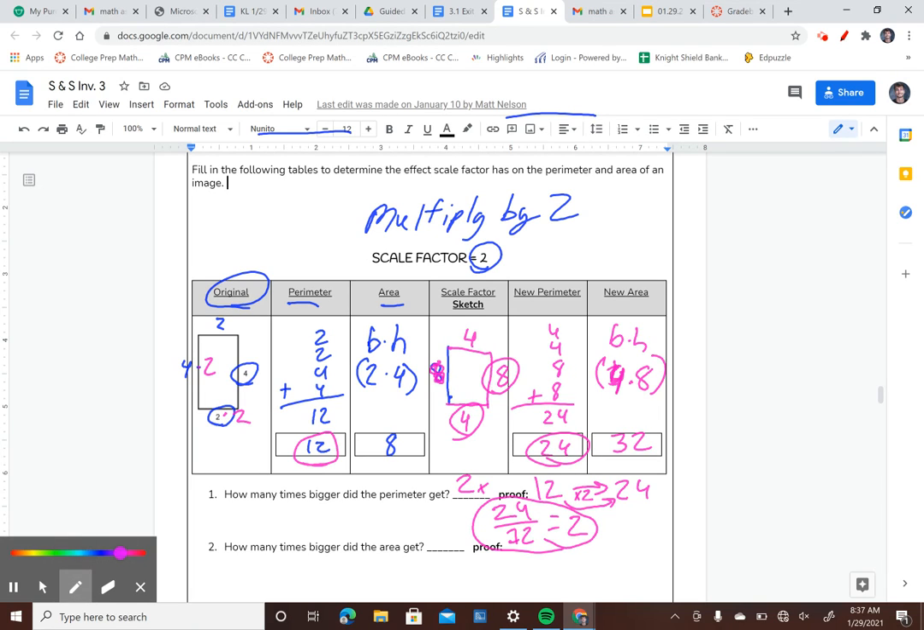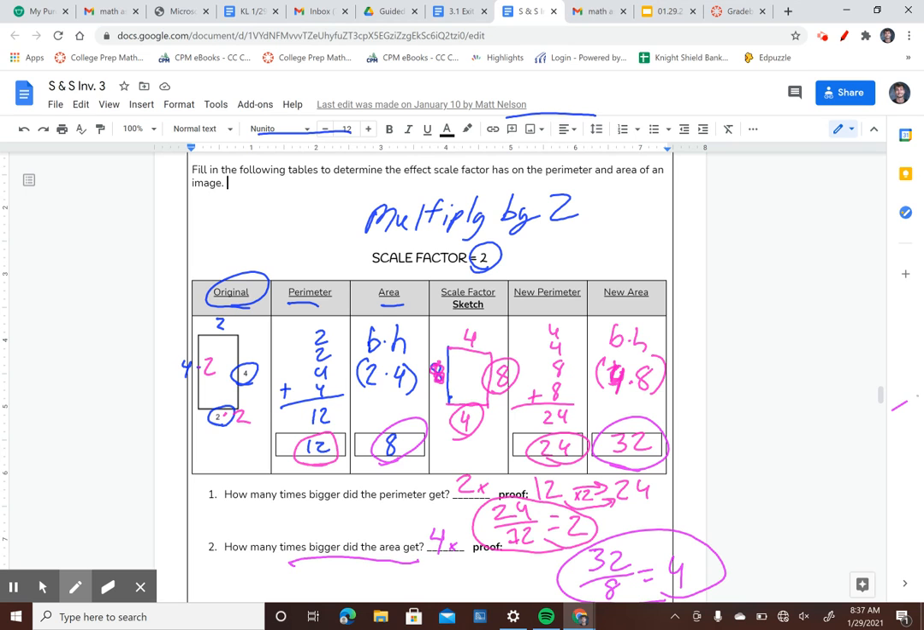And then it says, how many times bigger did the area get? Well, let's see, we went from 8 to 32. And so it got 4 times as big. And my proof would be 32, my copy, divided by my original of 8, and that gives me 4. All right, let's go ahead and scroll down, keep going here.